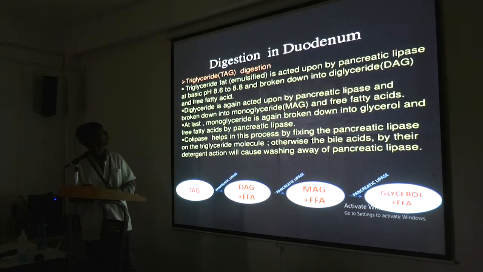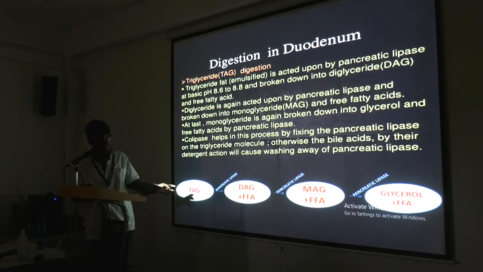Digestion in the duodenum. Triglyceride, TG for short, is acted on by pancreatic lipase at a pH of 8 to 8.6 and broken down to DAG and free fatty acids. The DAG is again acted upon by pancreatic lipase and broken down into monoglyceride and fatty acid. At last, the monoglyceride is broken down into glycerol and a free fatty acid by pancreatic lipase.